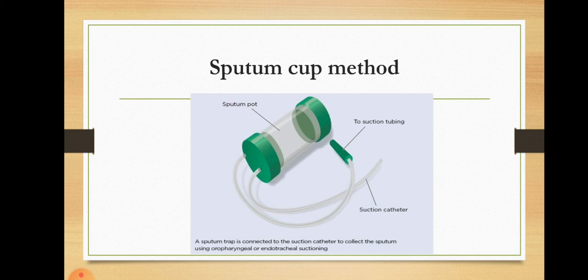The next method is the sputum cup method. It is also a most common method used for collection of specimens from the lower respiratory tract.